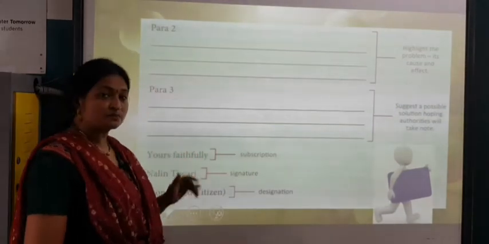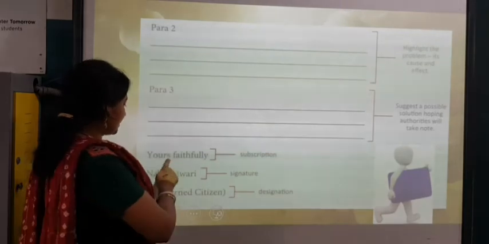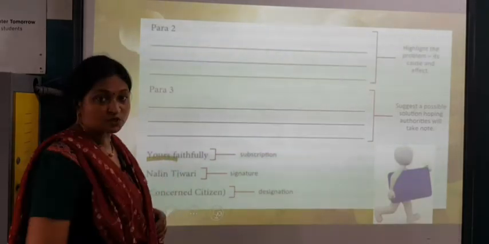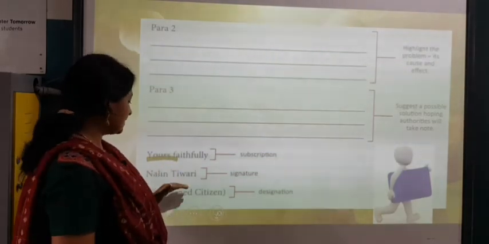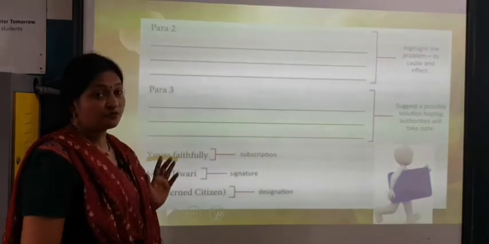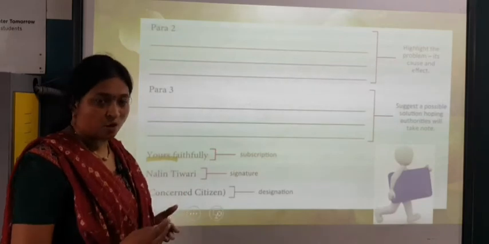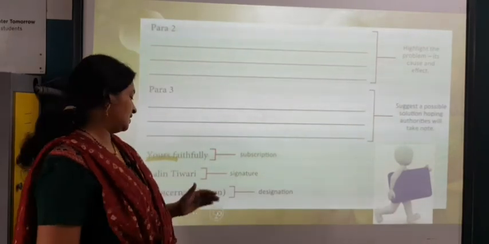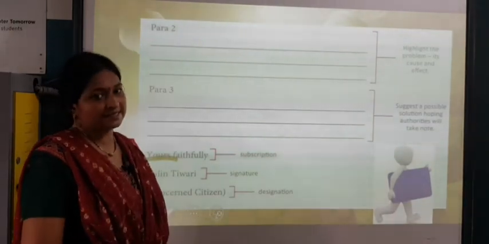Leave a line, then comes your subscription, "yours faithfully." And children, see there is no apostrophe S. Then leave a line, write your name, that is your signature. Leave a line, and if you have the designation of so and so office, write it; if you don't have, then you can write "a concerned citizen."